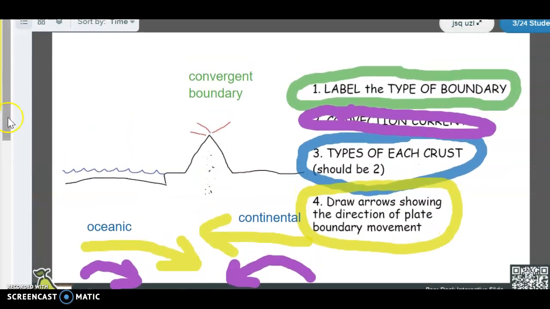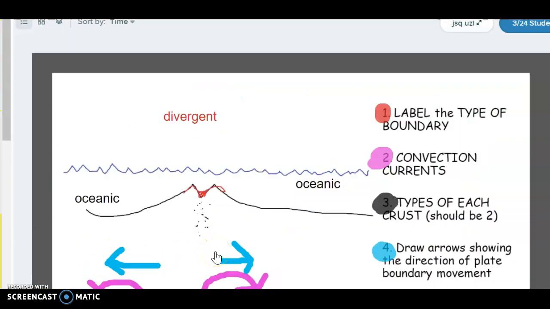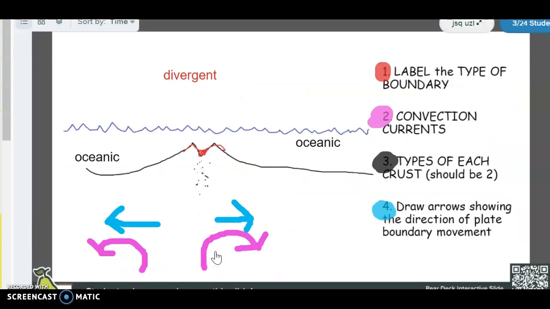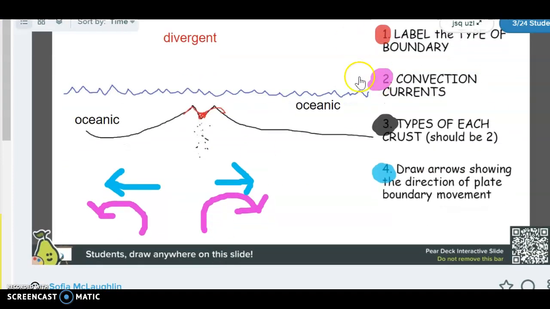All right, let's move on to the next one. Let's see. Here we've got a nice divergent plate, and again, they did a nice job. They've got red matched up for the divergent boundary. They're going away. This is going to be a mid-ocean ridge right here.